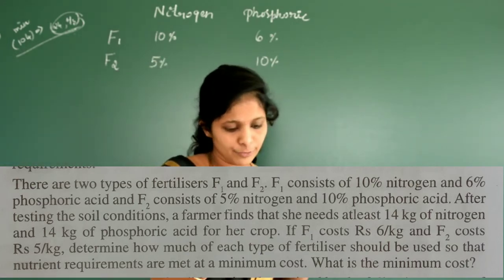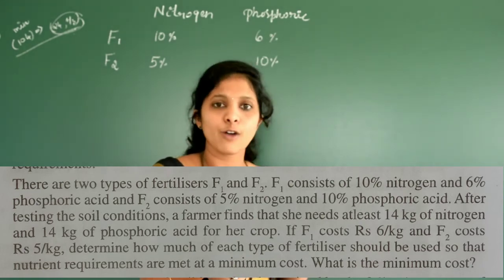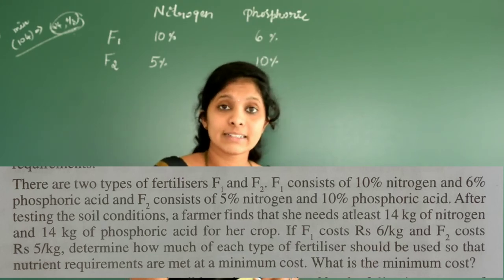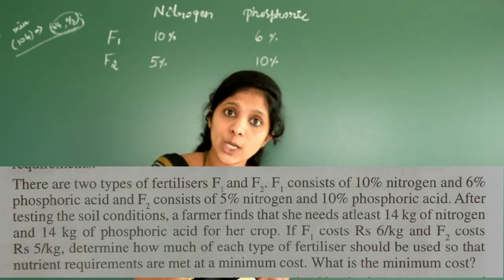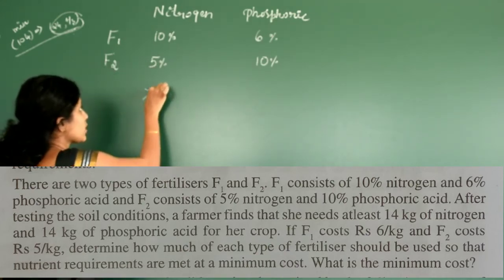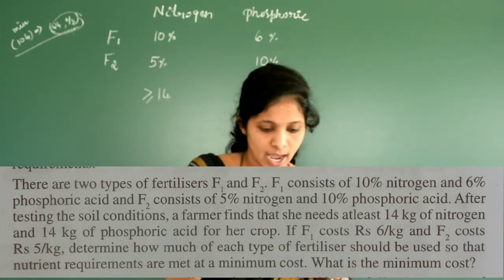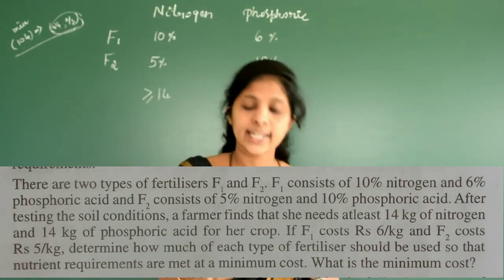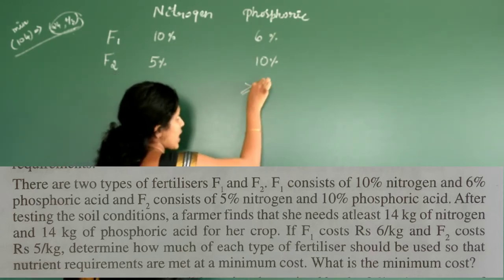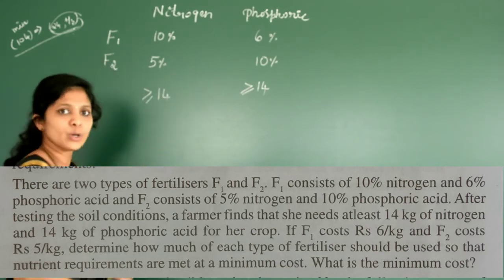A farmer finds that she needs at least 14 kg of nitrogen, or more than that. At least means it should be either equal to 14 or greater than 14. So this will be greater than or equal to 14. Is it clear? At least 14 kg of nitrogen and 14 kg of phosphoric acid. Both are the same, so it will be greater than or equal to 14.